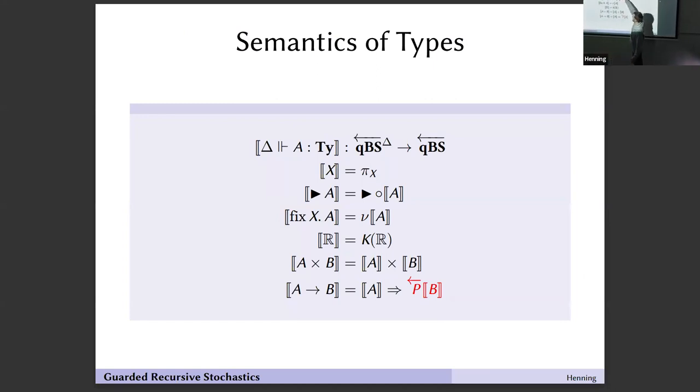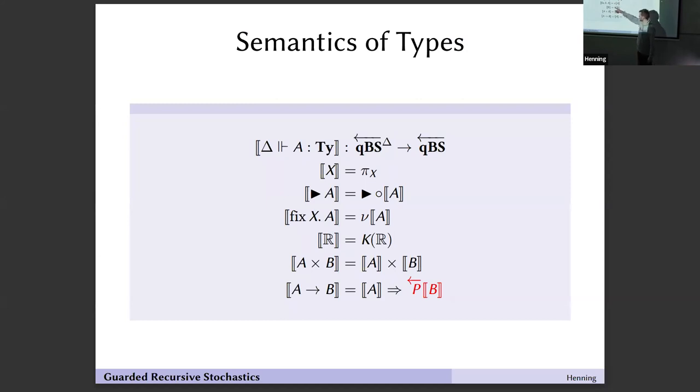Basically, we turn a type into a functor on this category. The type variables are projections. The later modality becomes this functor, which is a functor on this category. Fixed points is taking fixed points in there. I haven't talked about that, but now the condition that the X here appears under later is what makes this thing a so-called locally contractive functor. I will not go into this, but it basically tells us that we can take a fixed point. That's what it allows us to do.